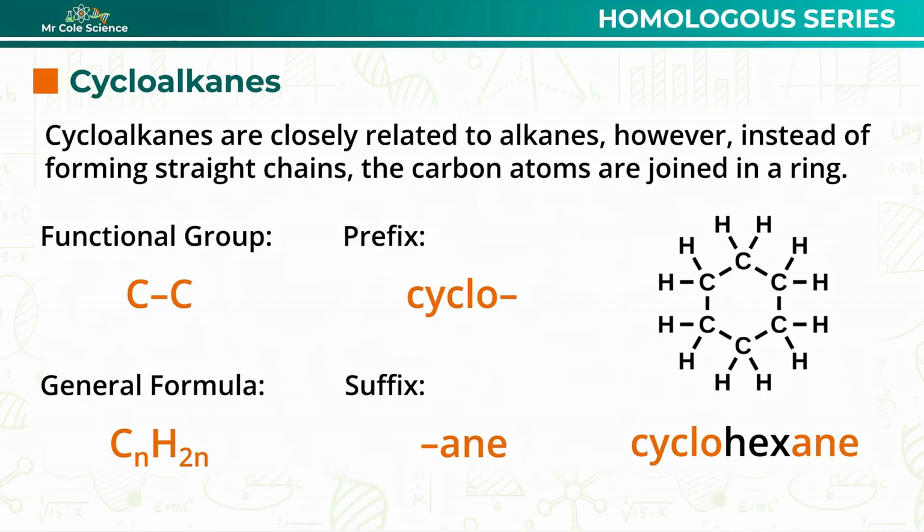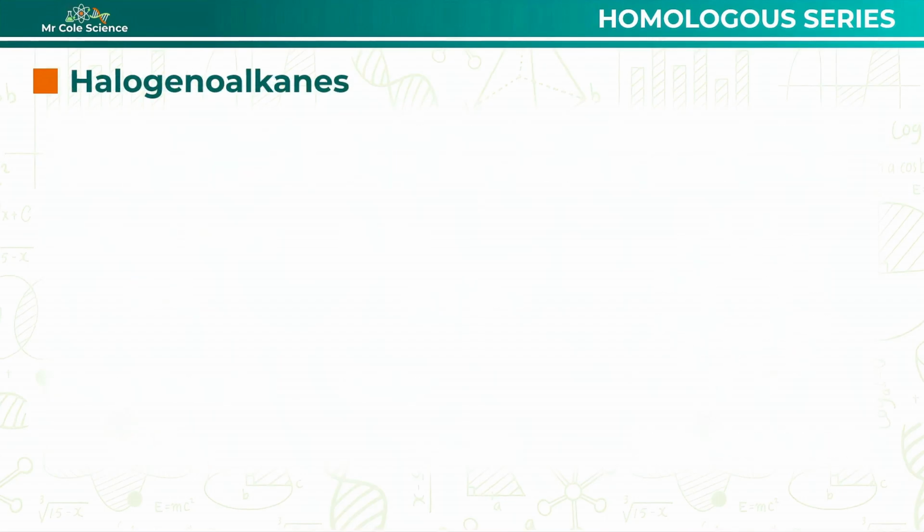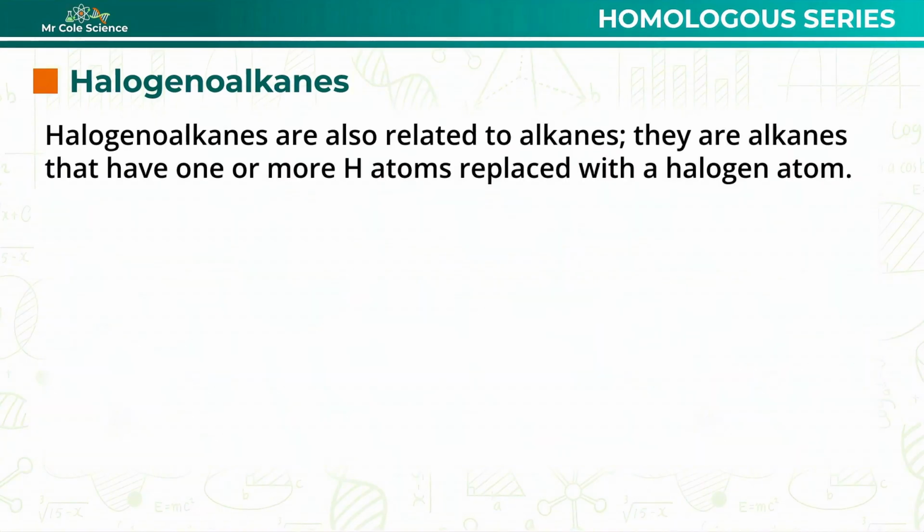Now let's move on to halogenoalkanes, or haloalkanes as they're sometimes called. Halogenoalkanes are also closely related to alkanes. In fact, they are just alkanes that have had one or more hydrogen atoms replaced with a halogen atom. The functional group present in halogenoalkanes is therefore a carbon-halogen bond, shown as CX, where the X represents a halogen atom such as fluorine, chlorine, bromine, or iodine.